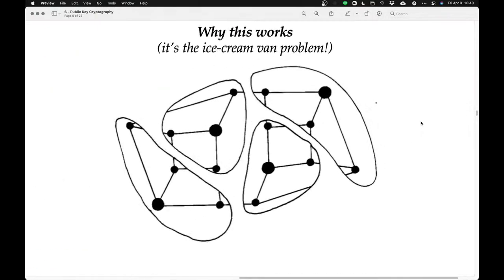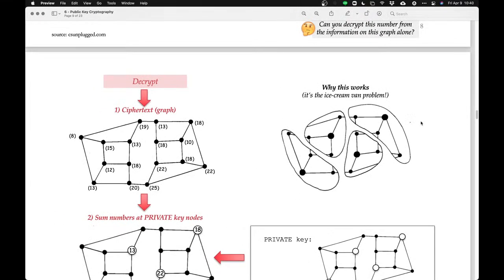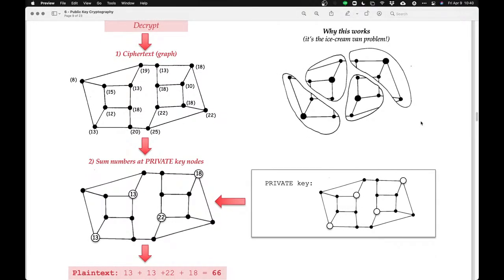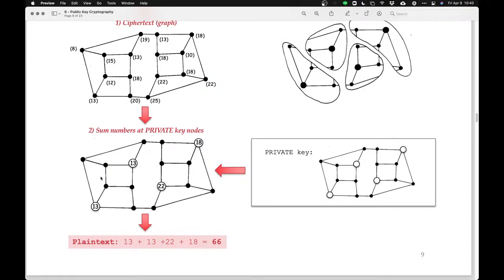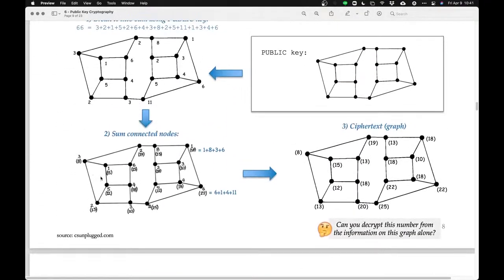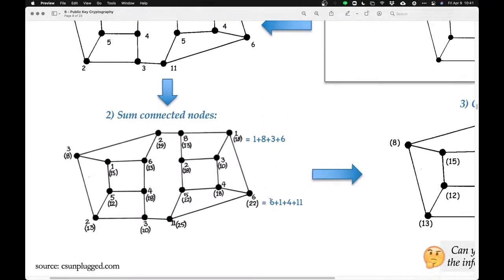How did that work? It worked because it's the ice cream van problem. The ice cream van problem aggregates information from adjoining nodes. If you can find a minimum set of adjoining nodes that captures information of the whole graph, you've got all the information. Is that clear how that works? So to encrypt, split a number like 66 across all these nodes and sum them up.